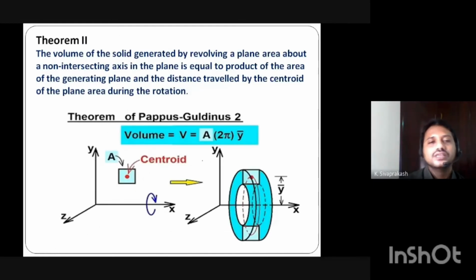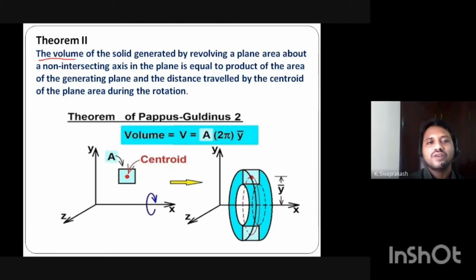Now the theorem of Pappus-Guldinus 2 you can use to find the volumes of solids, right? How the volumes of solids are generated. Let us see the statement of theorem 2. The volume of the solid generated by revolving a plane area about a non-intersecting axis in the plane is equal to the product of the area of the generating plane curve and the distance traveled by the centroid of the plane area during the rotation. So this is the statement of Pappus-Guldinus theorem 2. Okay, now I will explain the statement.